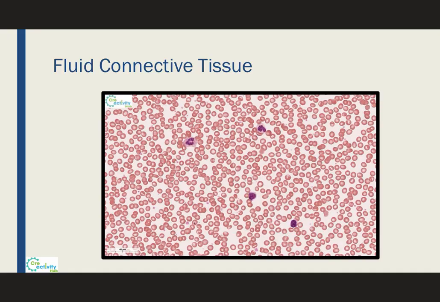And lastly, here's an example of fluid connective tissue. This is a blood sample showing a few lymphocytes in purple, and all of these smaller red cells are erythrocytes, or like I said previously, the red blood cells. And with this, we summarize all the different types of tissues.